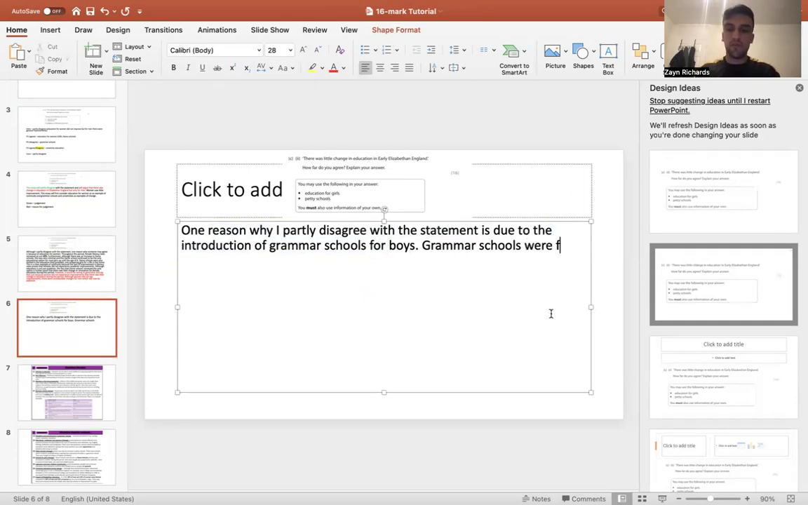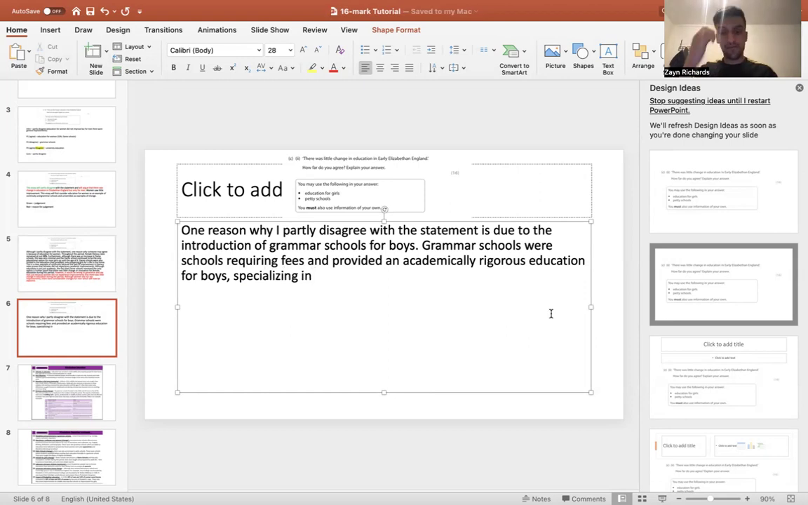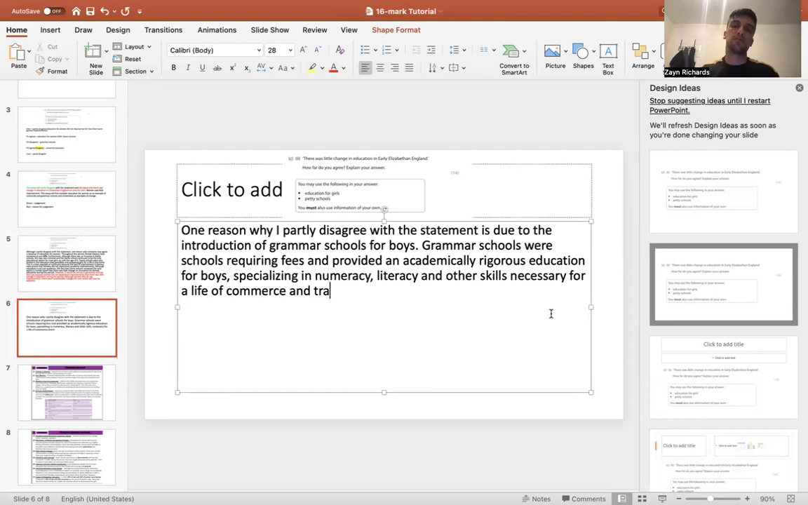So grammar schools were fee-paying schools, requiring fees for attendance, and provided an academically rigorous education for boys, specializing in numeracy, literacy, and other skills necessary for a life of commerce and trade. So it's about preparing them for a life of business, essentially.